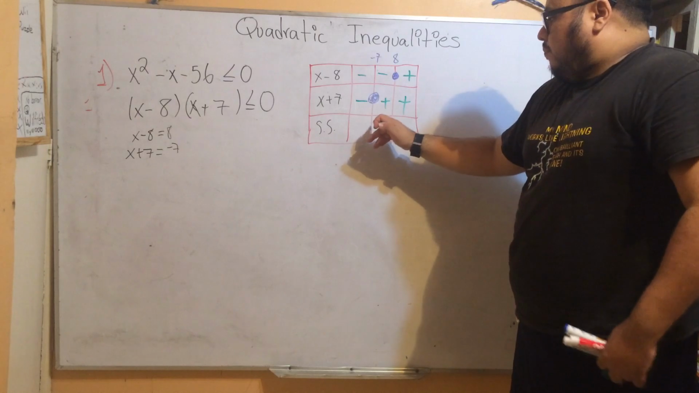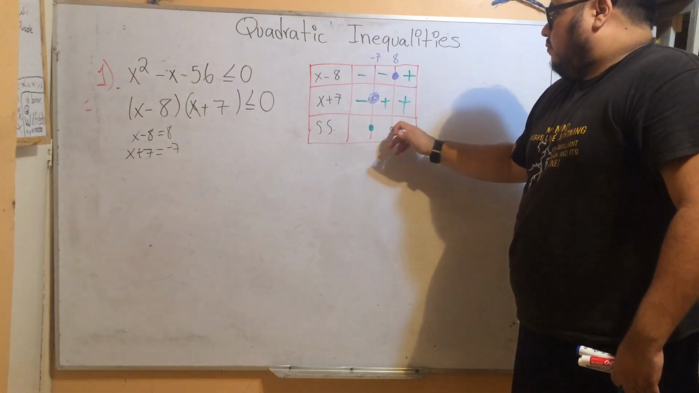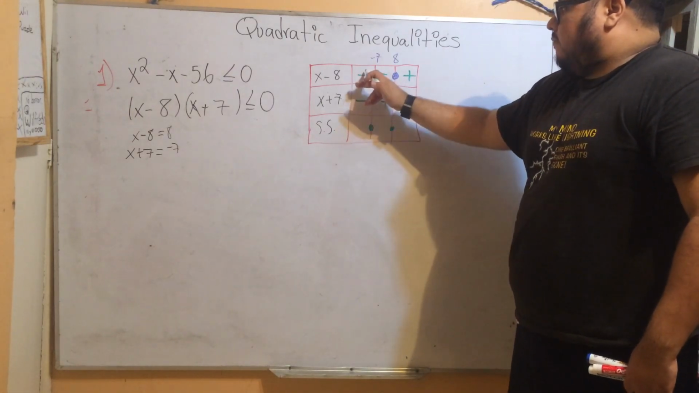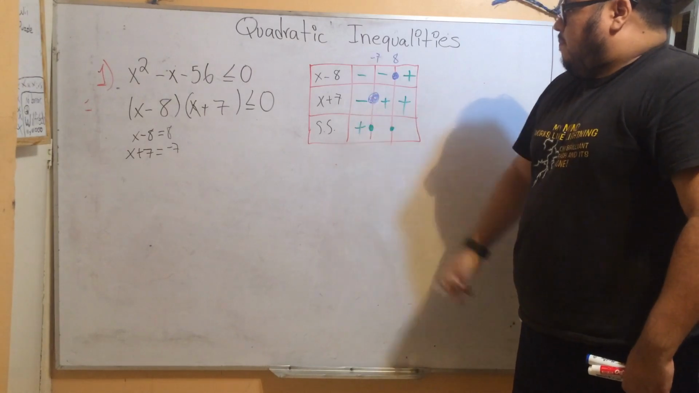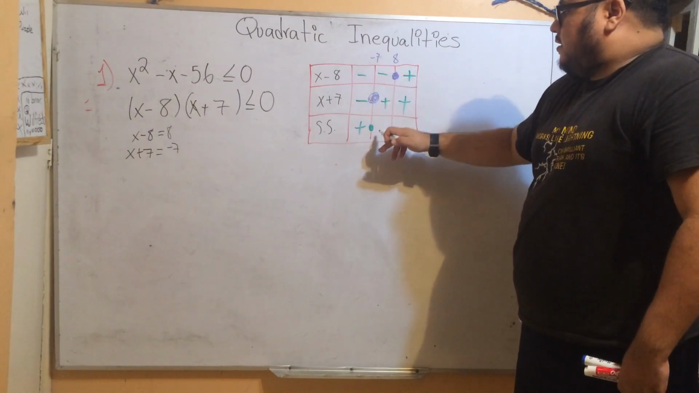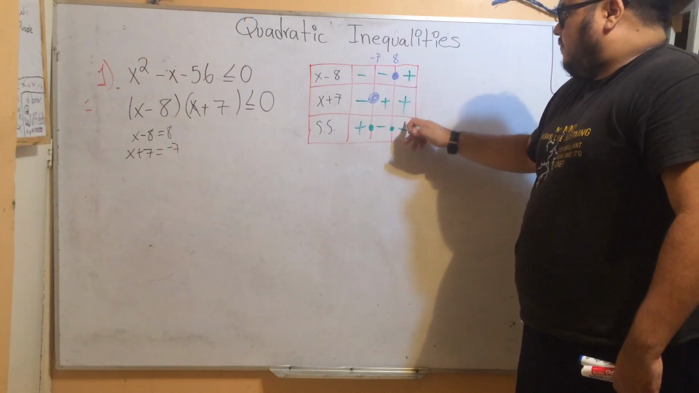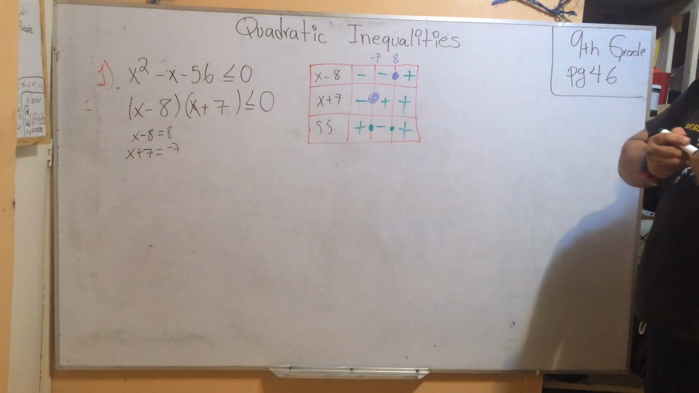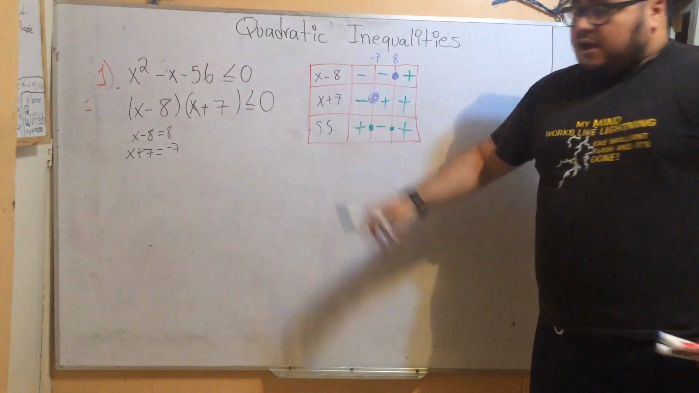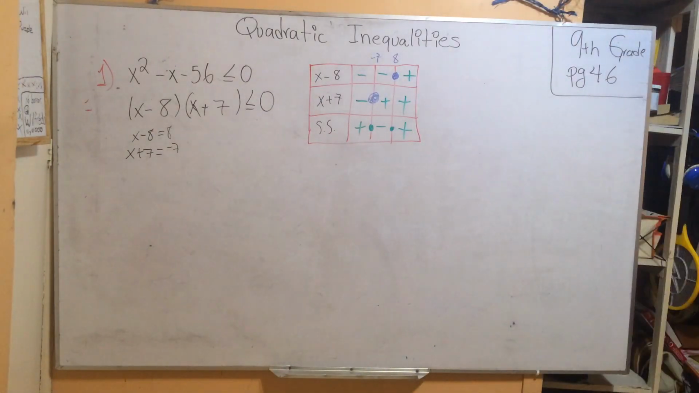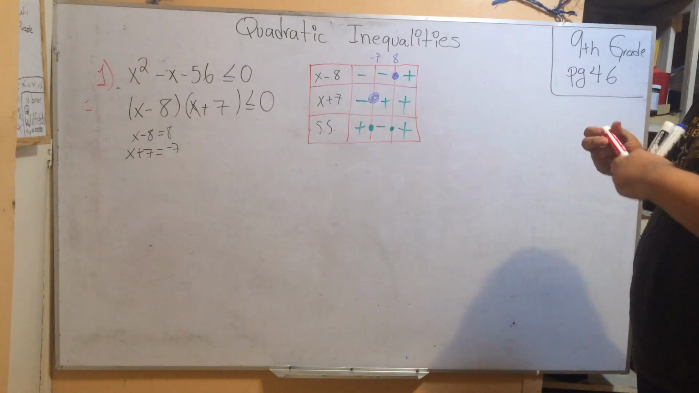Okay, so the points are included. And we have negative times negative, positive. Negative times positive, negative. And positive times positive, positive. So these are the symbols for our solution set. Now what we need to do is put this on a number line, just so that we can see a little bit more clearly what we are talking about.